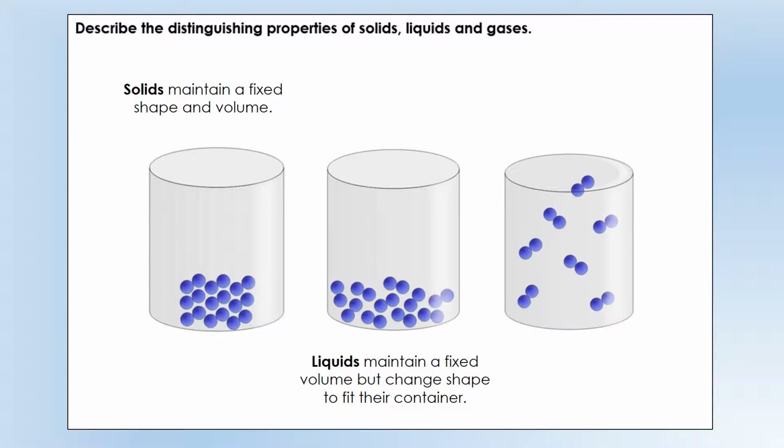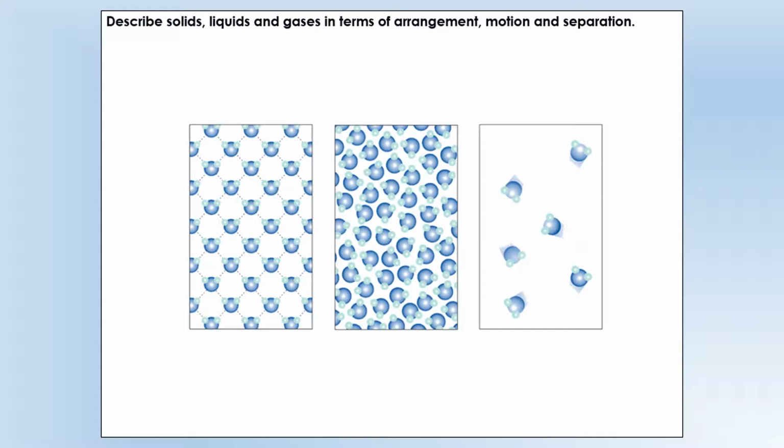Gases have neither of those things. So gases can change volume and their shape to fit whatever container they're in. So they can expand or contract as well as move around. Okay, so that's what we call the distinguishing properties of the three states of matter. Now what we look at is actually describing them in terms of the arrangement, motion and separation of the molecules.